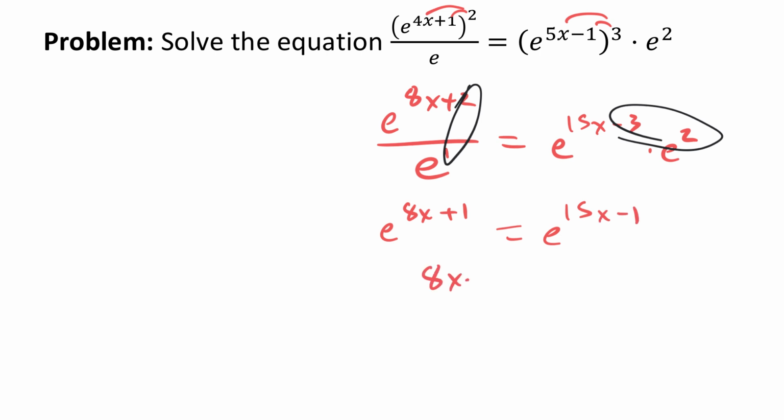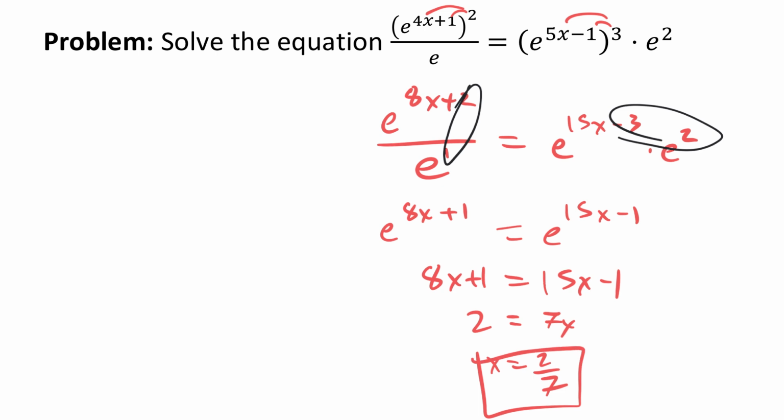Now we can drop that base, and we'll move the 8x to one side, the 1 to the other side, so 2 equals 7x, so x equals 2 over 7. And so we can do these exponential equations with a base of e. It's kind of fun, it looks kind of interesting, and it's just one of the many things that we'll be able to do with the base of e.